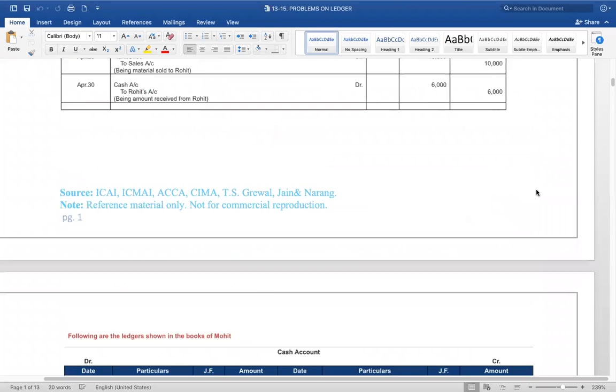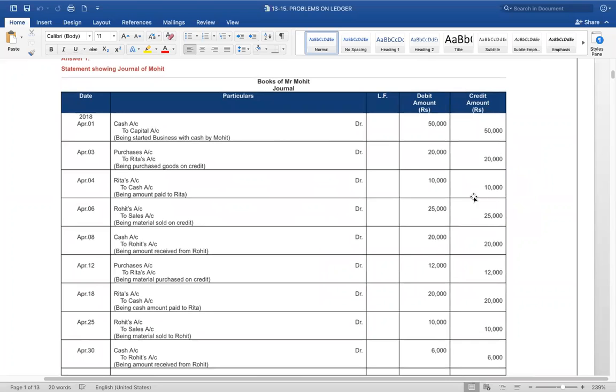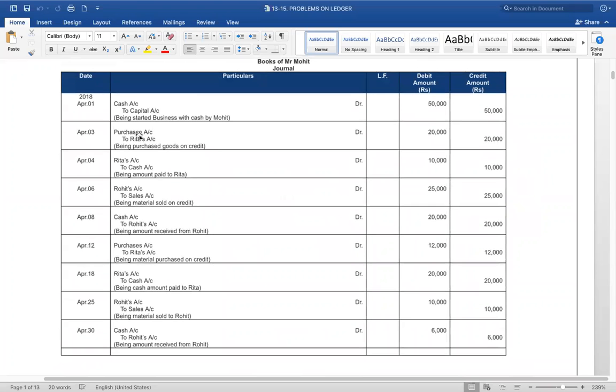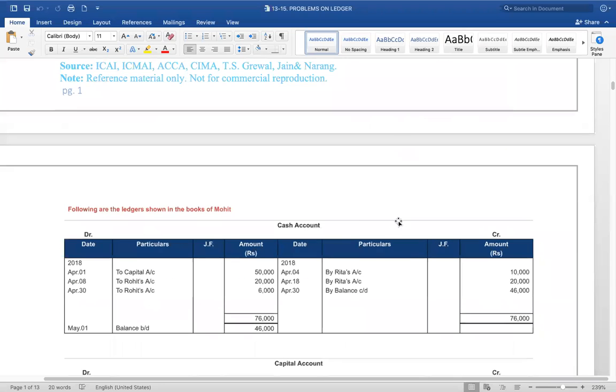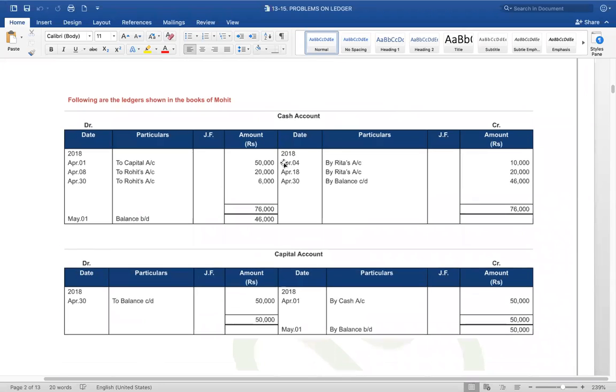Is there any situation where we have Rita's? Look at this, on April 4th. Rita's account debit to cash. What is that? We paid cash to Rita. Okay, look at this. Rita's account debit to cash.